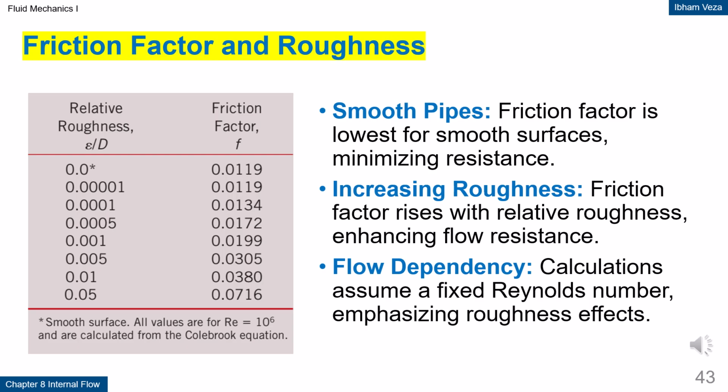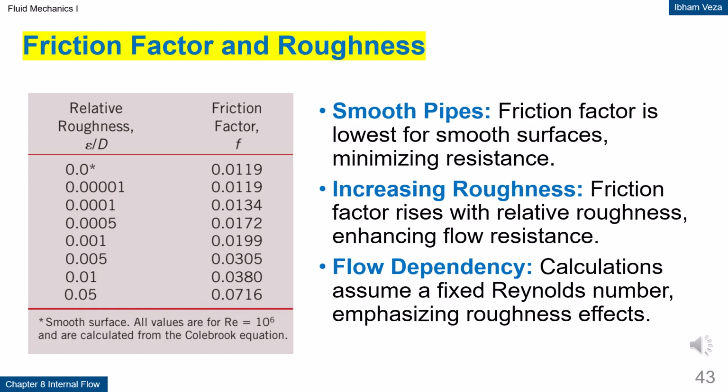Friction factor and roughness. On this slide, we examine how pipe surface roughness influences the friction factor and, consequently, fluid flow resistance. First, consider smooth pipes. When the inner wall surface is smooth, the fluid encounters less obstruction as it moves through the pipe. As a result, the friction factor becomes relatively low, meaning there is less energy loss due to friction. In engineering systems, smooth pipes are often preferred because they reduce pumping power requirements and improve flow efficiency.